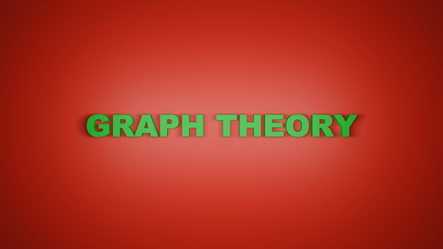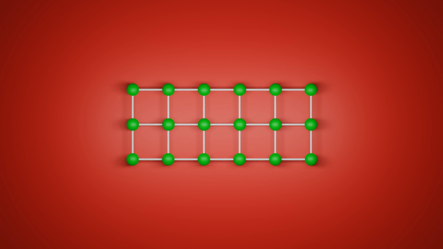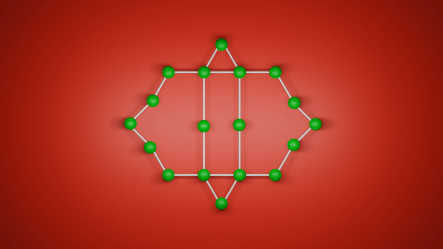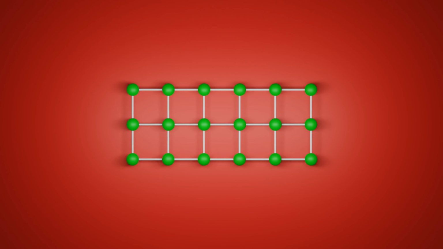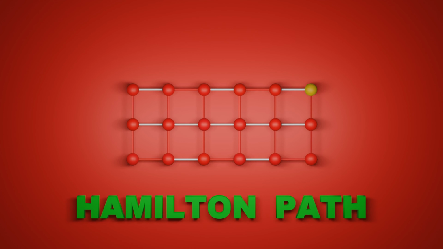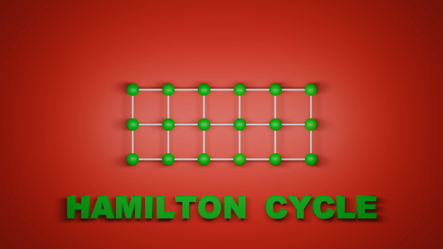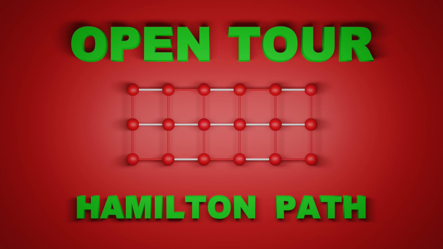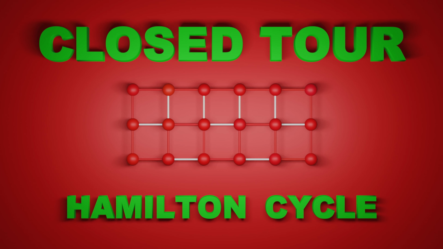Graph theory is the study of graphs, such as the one seen here. Each circle is called a vertex, and each line is known as an edge. In graph theory, a Hamilton path is a path through a graph that goes through every vertex in the graph exactly once. A Hamilton cycle, on the other hand, is a path that goes through every vertex exactly once and whose final vertex can be connected to the starting vertex.